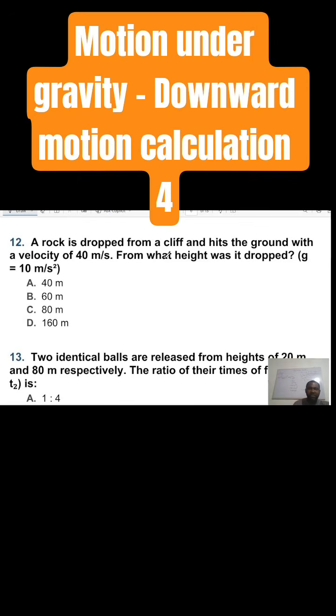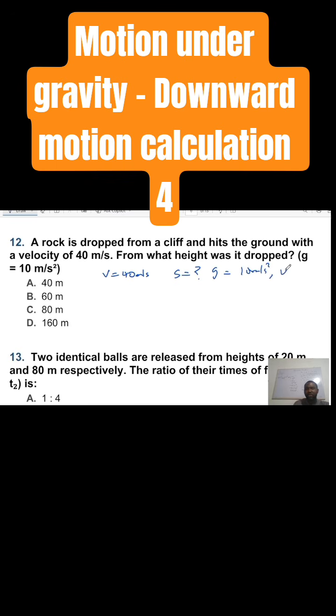A rock is dropped from a cliff. Most of these questions now are downward motion questions. A rock is dropped from a cliff and hits the ground with a velocity of 40 meters per second. From what height was it dropped? So we are looking for the height, and we are given g to be 10 meters per second squared.